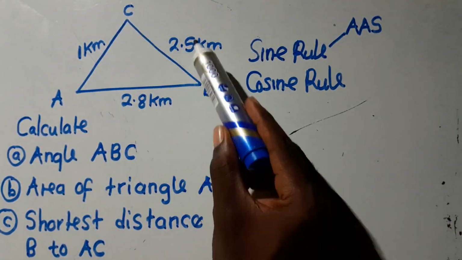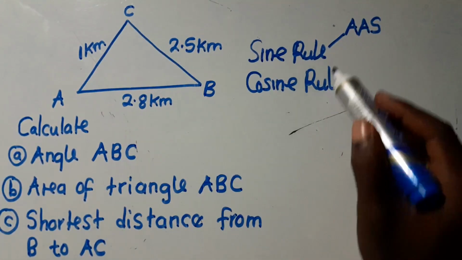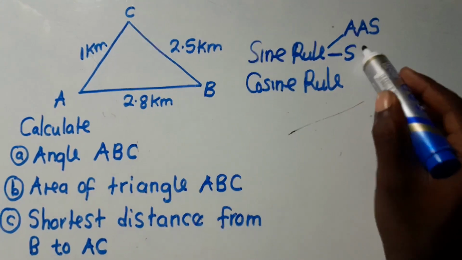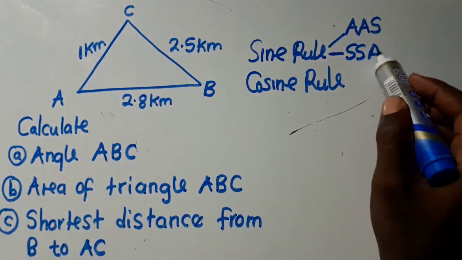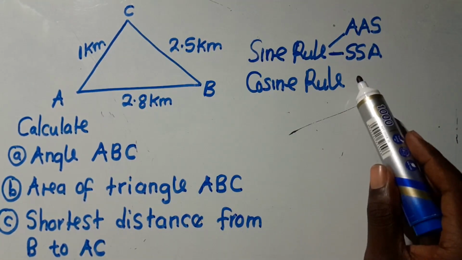So in this question, we are given all the three sides, so we are not supposed to use that. And we use the sine rule when we are given two sides and one angle. Make sure that the two sides are not putting the angle in the middle.